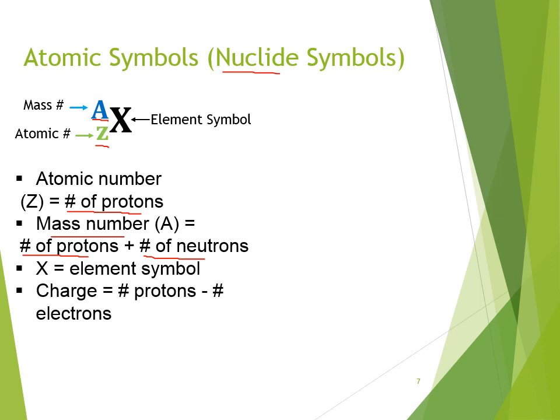Sometimes there will also be a charge on a nuclide symbol. We won't often see that in this course, but it's important to mention. If there is a charge, it's going to show up in this upper right-hand corner that I'm circling here. To figure out the charge, you take the protons, which are positively charged, subtracted by the electrons, which are negatively charged.